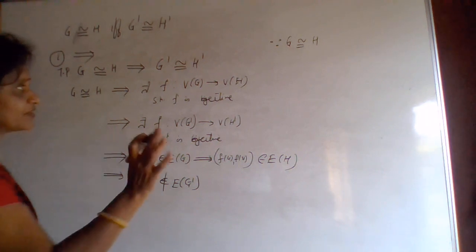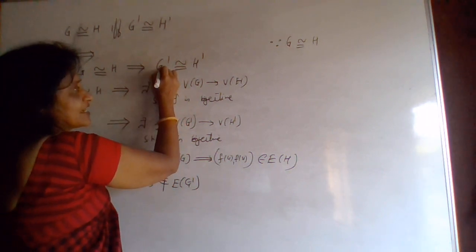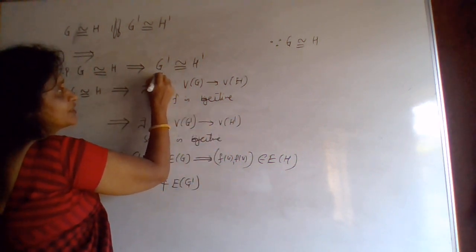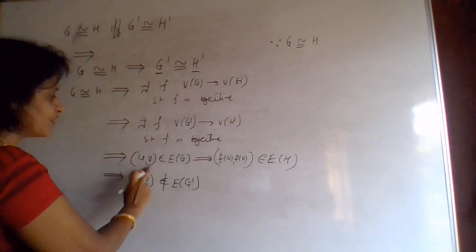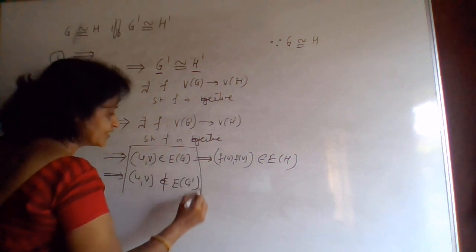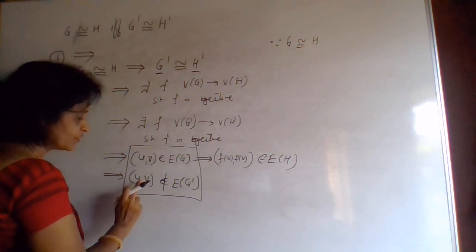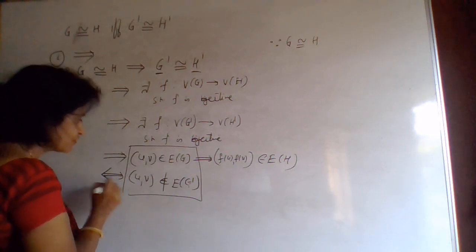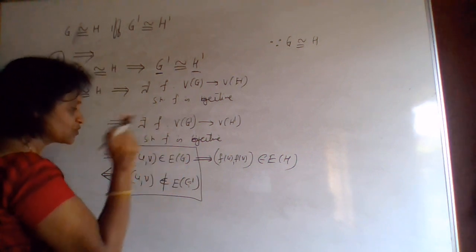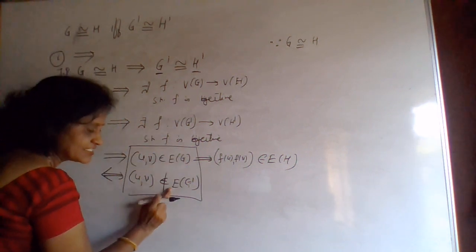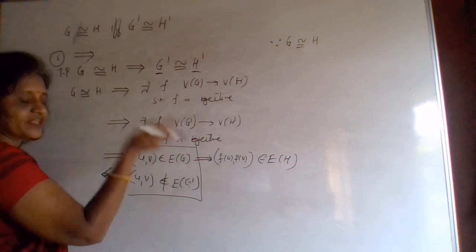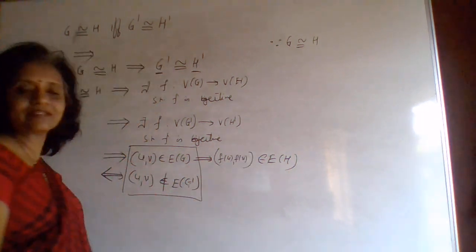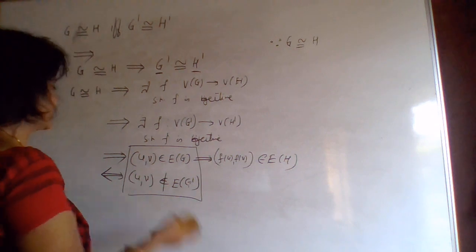Are you getting this point? We want to prove G dash and H dash are isomorphic. So we want to prove whenever UV is here, FUFV is here, and for that you have to understand this part. Whenever UV is in E of G, UV is not in E of G dash. Or if UV is in E of G dash, that gives me UV is not in E of G. So UV is in G dash means it is not in G. It is not in G means FUFV is not in H, and that means FUFV is in H dash. I will write this so you can understand clearly.